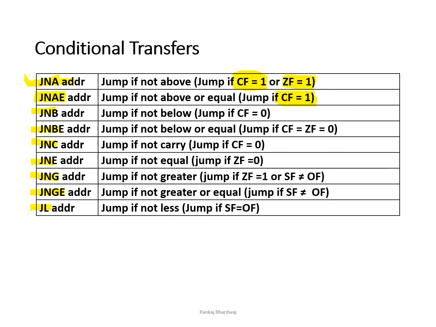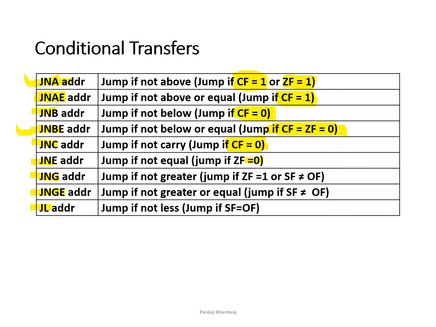JNB means jump if not below. If CF equals 0, then it goes to the address given by the command. And for JNBE, if CF and ZF are both 0, then the JNBE command executes, and it will fetch the instructions from the address given by the command. JNC means jump if not carry, which we have already studied. CF equals 0, so it will fetch the next instruction from the address provided.